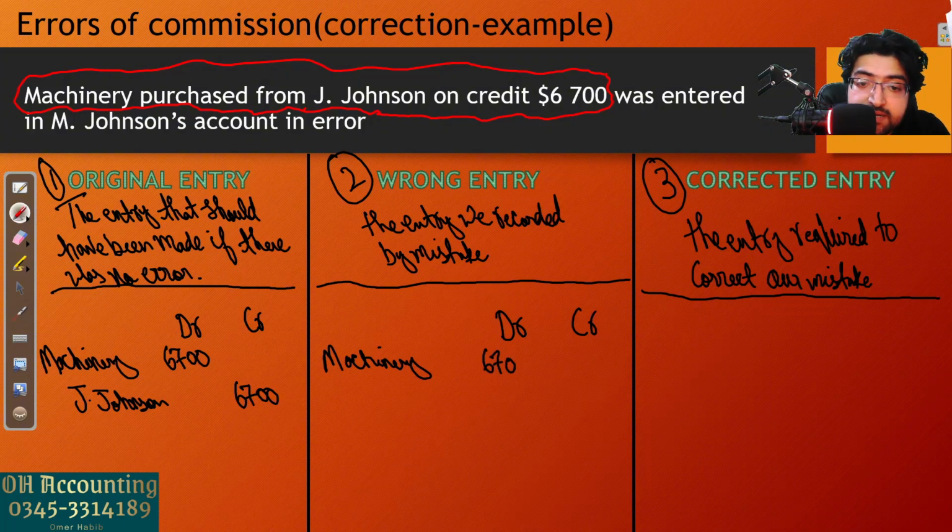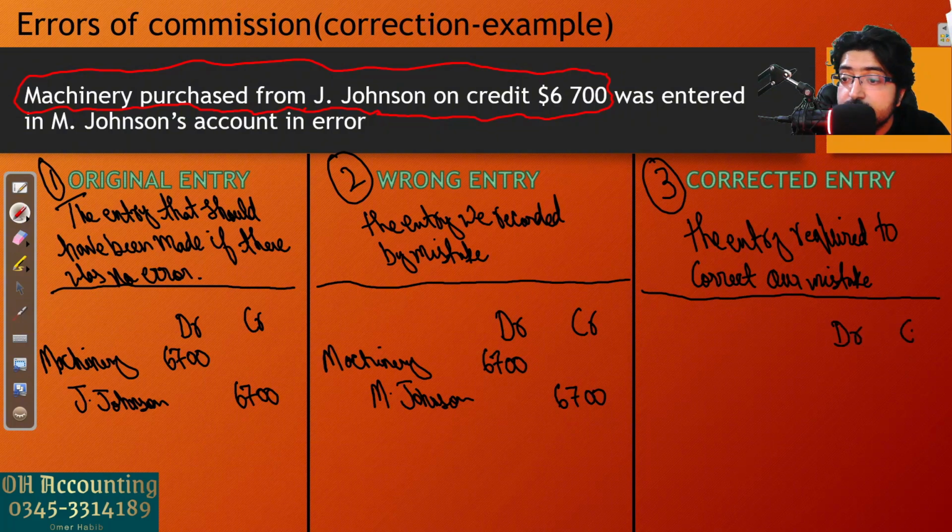So machinery was debited by 6,700, but it was entered in M. Johnson's account in error instead of J. Johnson. So M. Johnson was credited by 6,700. This is a very big mistake. Okay, because in reality, we owe 6,700 to J. Johnson. But in our books, we have recorded that we owe 6,700 to M. Johnson. Okay, it might create a lot of confusion later. So we have to correct this error once we discover this. Once this error is discovered, we will correct this. How?